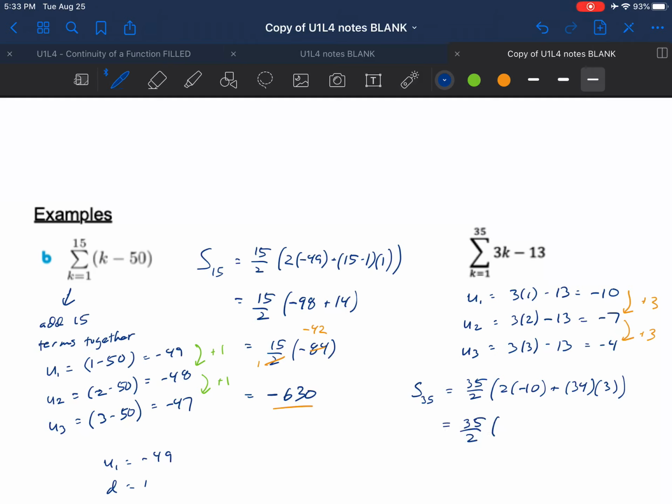Okay, so what do we get here? 35 over 2 times -20 plus, geez, that's 90 plus 12, so that's 102. And that's 35 over 2 times 82. Again, we get some canceling. 2 and 82 is 1 and 41. So 35 times 41 is, let's see, 1435. Wow, okay, much bigger number. 1435.